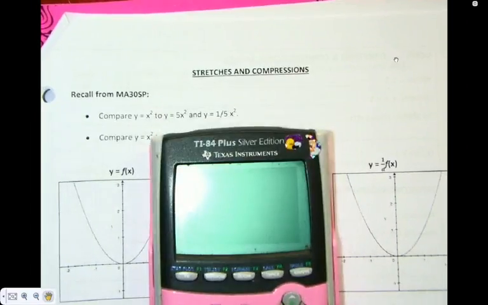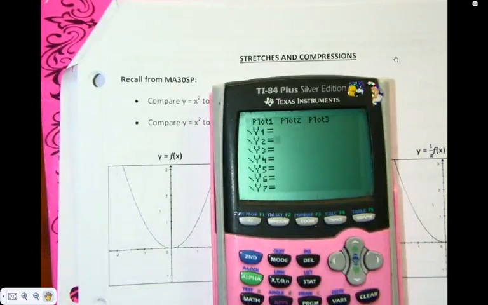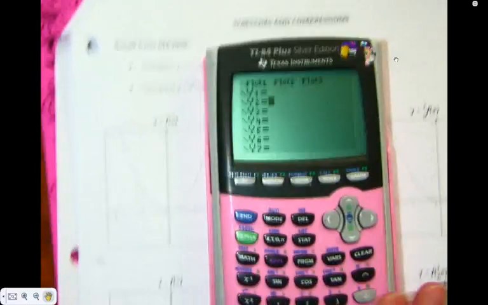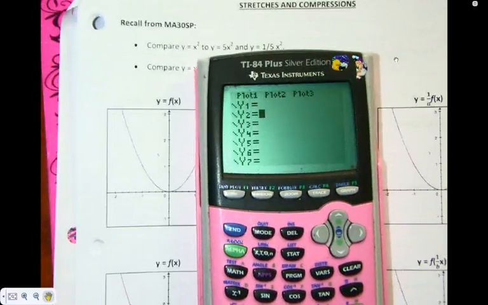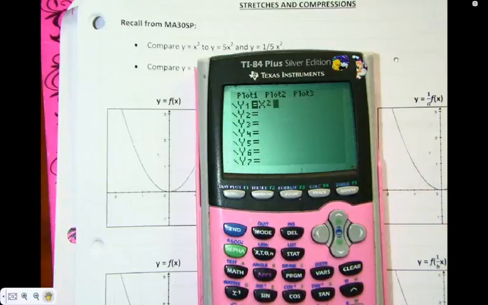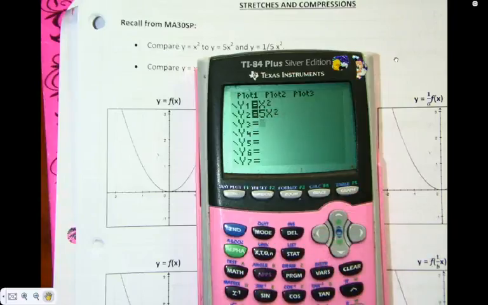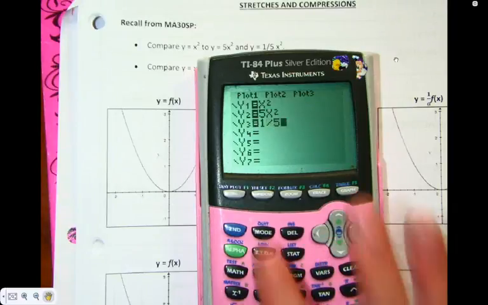So we're just going back to what we do with parabolas, and we're going to look at it graphically. We're going to compare x squared to 5x squared to 1/5 x squared. Nothing should be surprising here. We know what's going to happen. So go into your y equals. If you've got stuff in here, clear it out. So x squared into y1, jump down 5x squared, and then jump down 1/5 x squared.